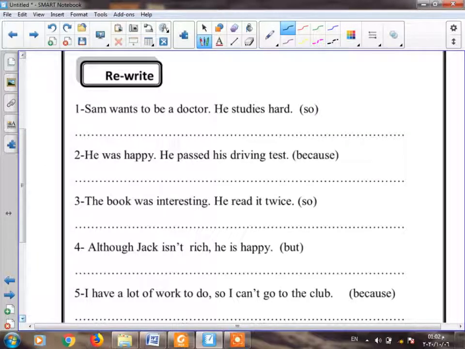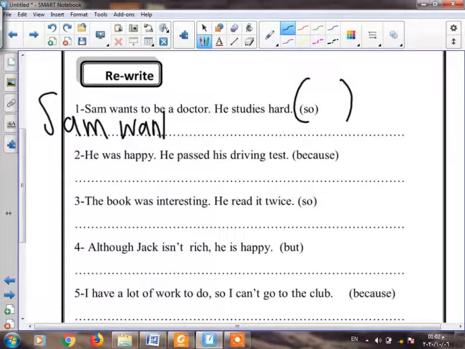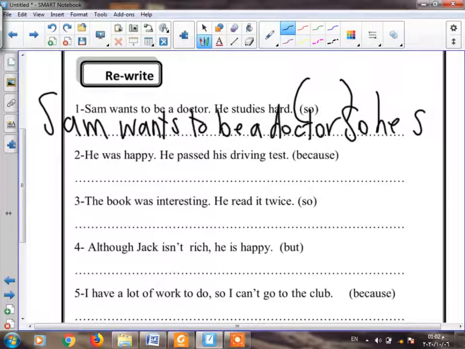Okay, let's answer this exercise together. Sam wants to be a doctor, he studies hard. So if I wanted to use the word so, as I told you, I have to put it in the middle. So now, let's try. Sam wants to be a doctor, so he studies hard.